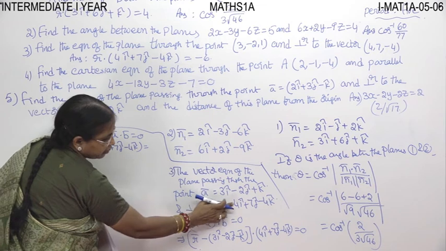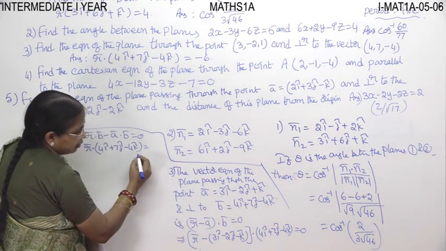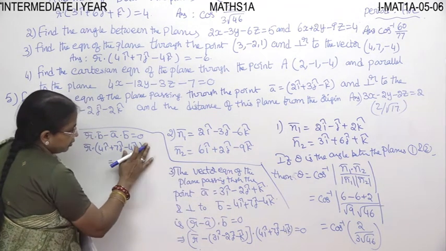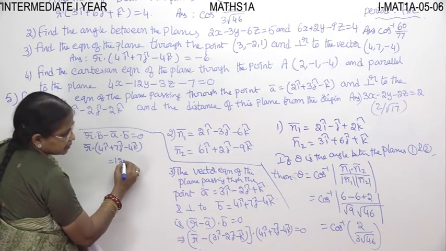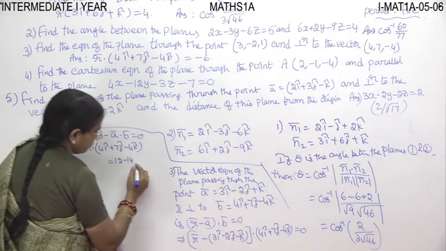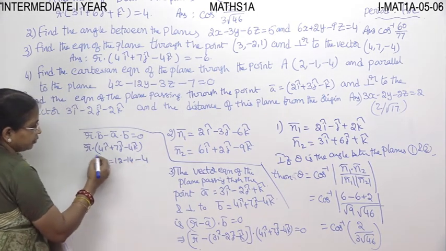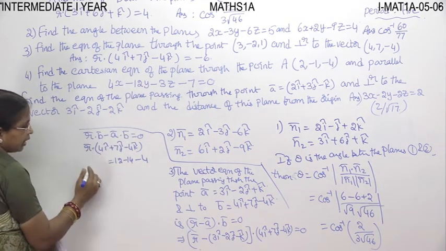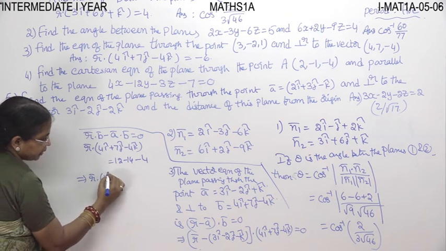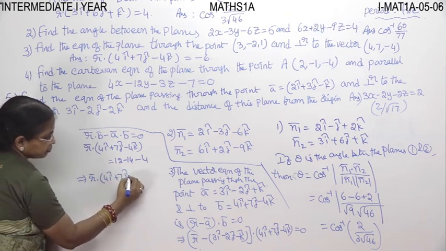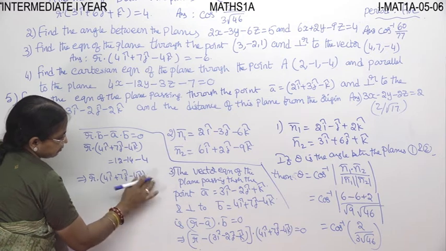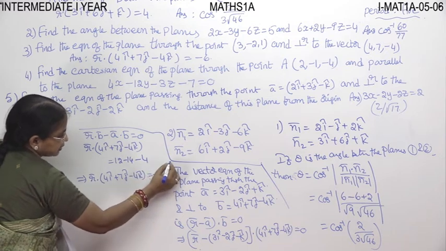So what is a dot b? 4 threes are 12, so a dot b is equal to 12 minus 14, 7 twos are 14, and then minus 4. So you will get this equation: r dot (4i plus 7j minus 4k) is equal to minus 6. This is the answer.